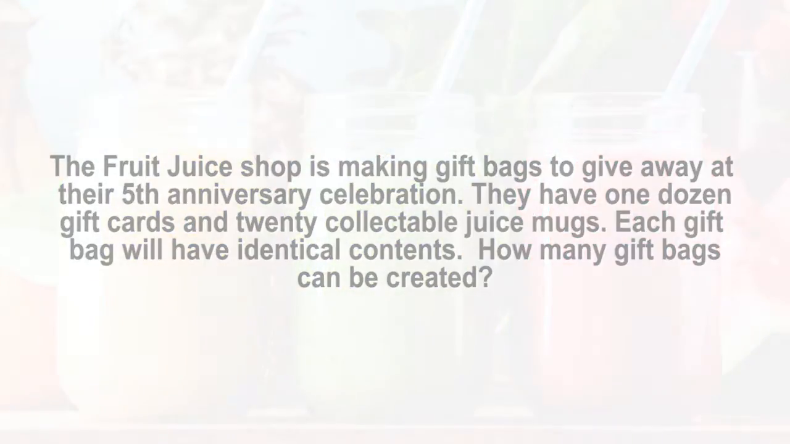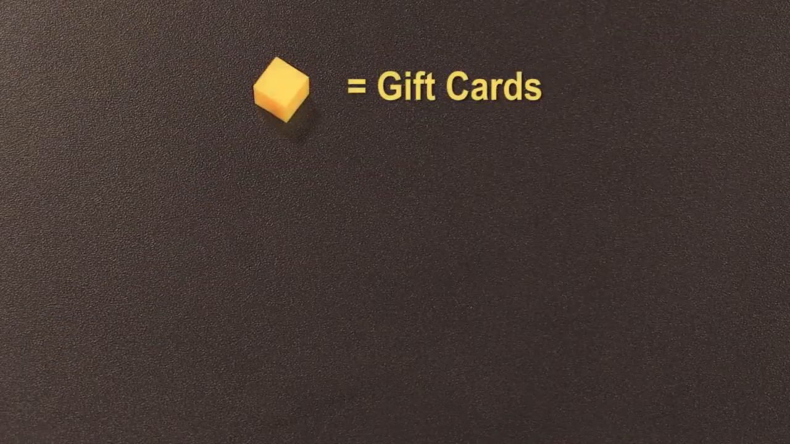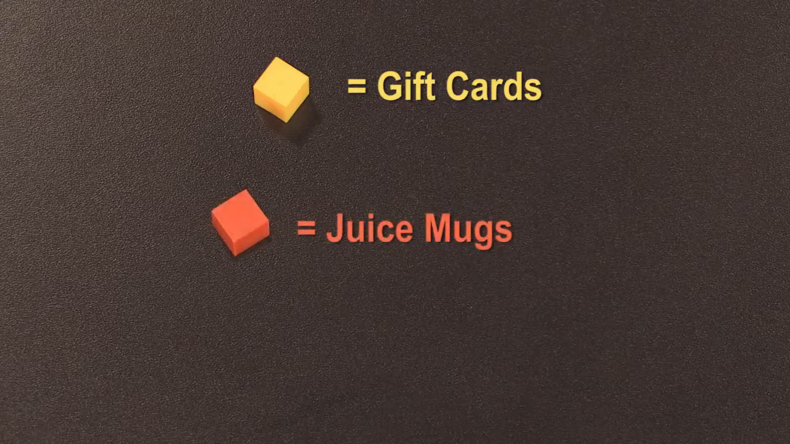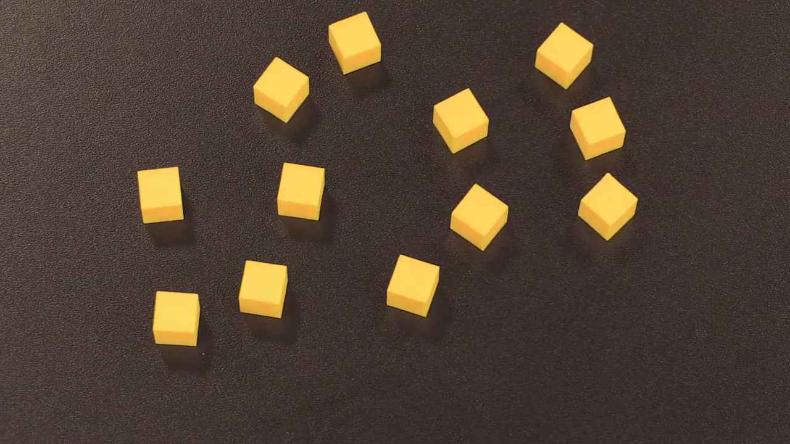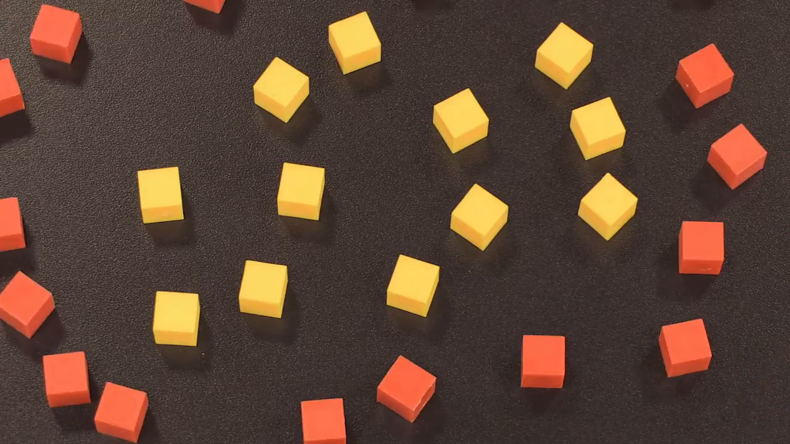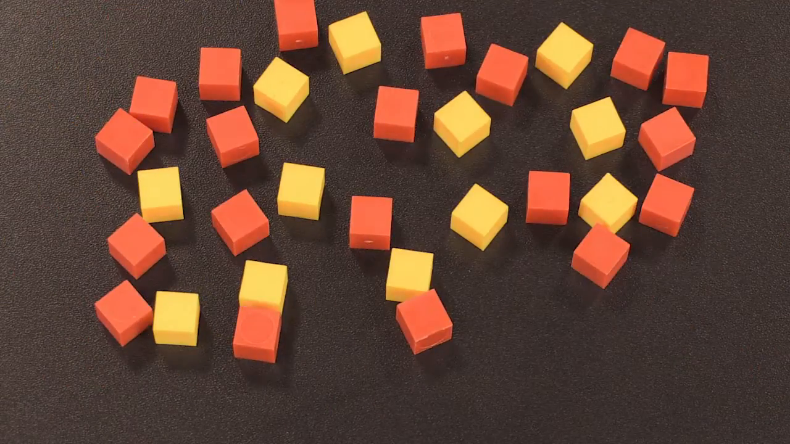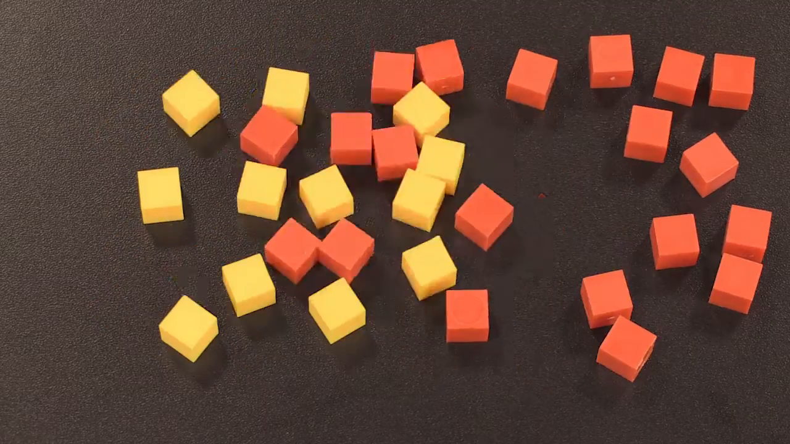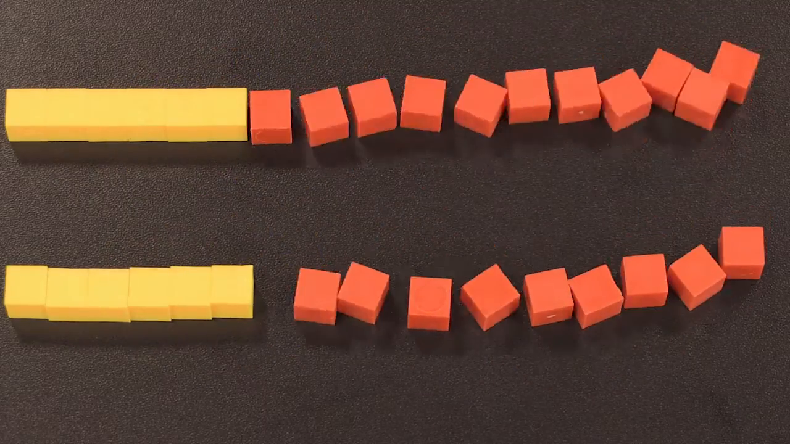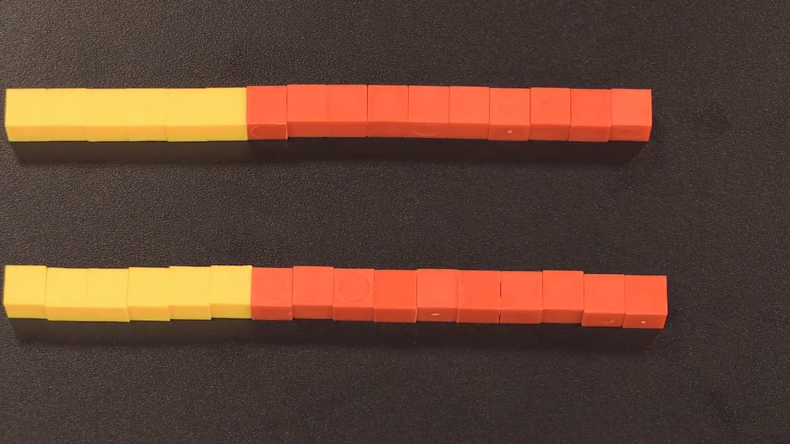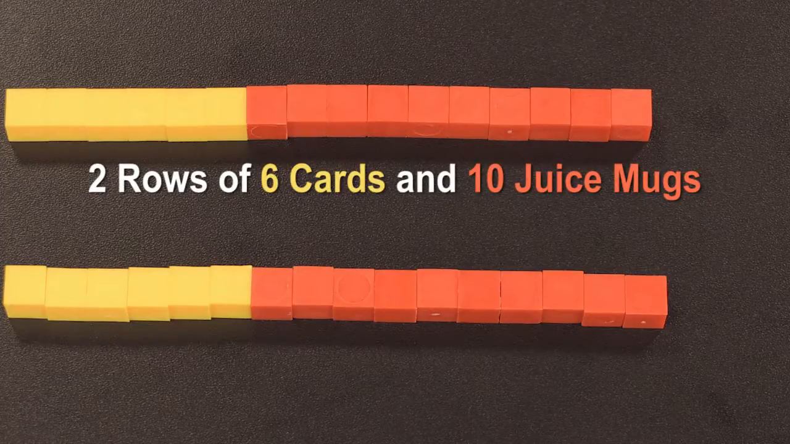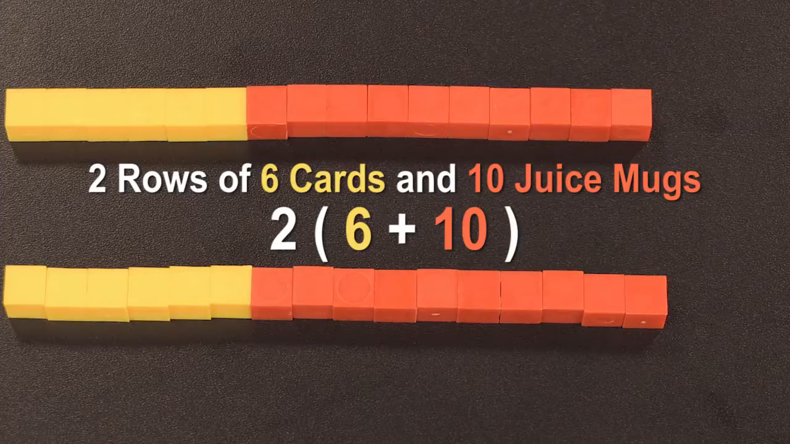Let's try solving this using arrays, using the yellow cubes as the gift cards and the orange cubes as the juice mugs. We need 12 yellow cubes to represent the cards and 20 orange cubes to represent the mugs. If we filled 2 bags, we can make 2 rows of 6 gift cards and 10 juice mugs each. This could be written as 2 rows of 6 cards and 10 juice mugs, or 2 times (6 plus 10).